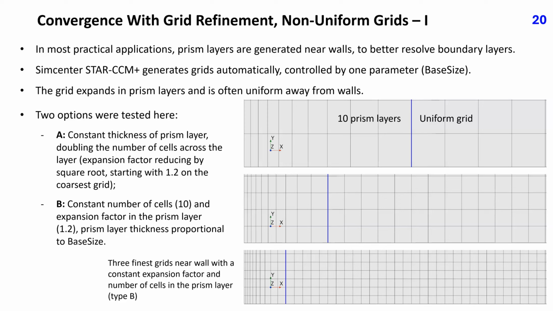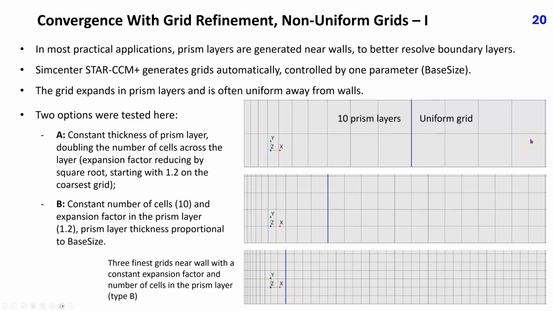Expansion factor reducing by square root, starting with 1.2 on the coarsest grid. And B. Constant number of cells, here 10, and expansion factor in the prism layer, here 1.2, with prism layer thickness proportional to base size. These plots show fractions of the three finest grids of type B near wall. They have constant expansion factor and 10 prism layers, and the prism layer thickness reduces as the grid size is reduced. Outside prism layers, the grid is uniform.